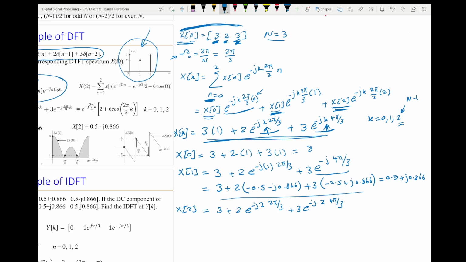And if you use your calculator, I can assure you this will come out as 0.5 minus j 0.866, which is the conjugate of these. Since N equals 3, you will have a DC and the first harmonic. X2 will be just the conjugate of X1, so you don't even need to calculate it. From here, I can get this value.